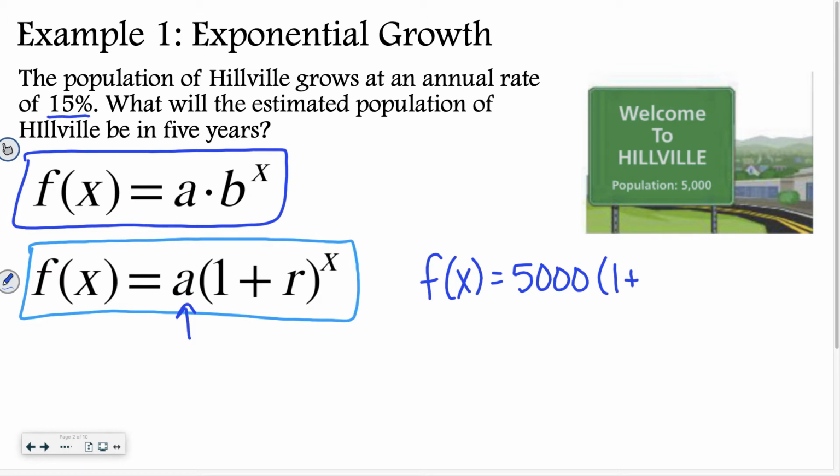So 15% written as a decimal, because we always convert our percentages to decimals when we're working with them, is 0.15, and then x represents time in years, okay? That is something really important to remember.